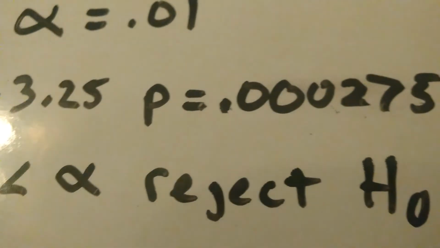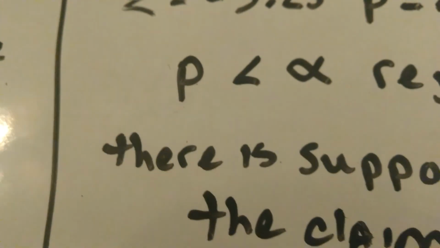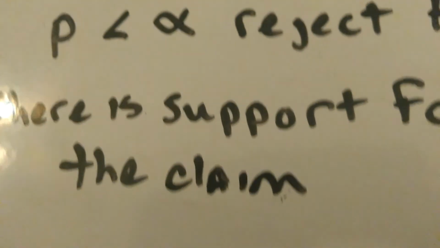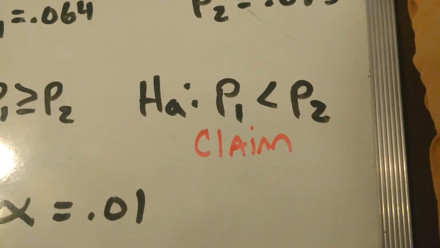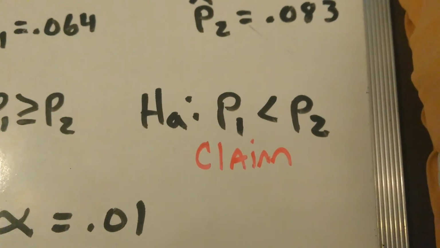So if we look at this, we can see that our p-value is much less than alpha. So with p being less than alpha, we reject the null hypothesis. And there is support for the claim that this medication did reduce the number of deaths compared to a placebo. Not compared to any other medicine, but compared to a placebo.